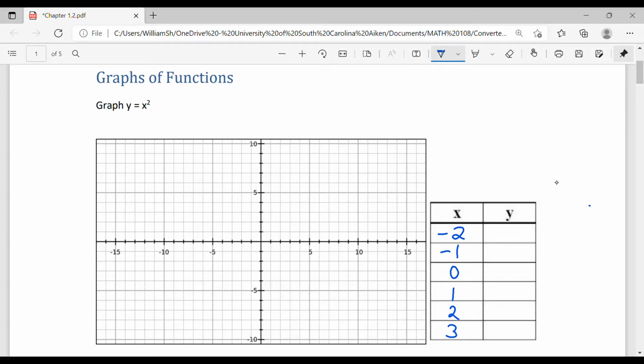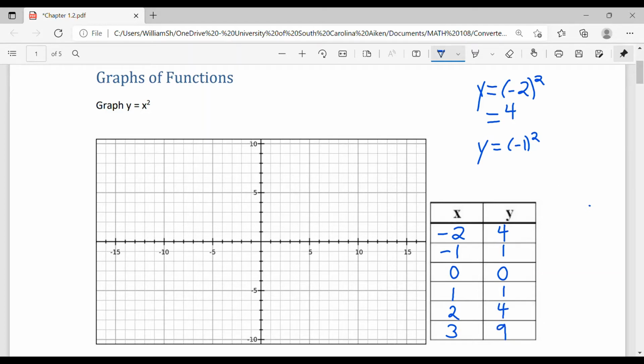So -2 squared. If I plug this into my y equation, I'll do it once or twice so you can see exactly what I'm doing. I'm putting -2 in for x here, and I'm squaring it. Now -2 squared is positive 4, so my y for this value of x of -2 is going to be 4. Now I can do the same thing with -1. So y equals -1 squared, and -1 squared is positive 1. If I plug 0 in for x, I should get a 0 for y, because 0 squared is 0. 1 squared is 1. 2 squared is 4. 3 squared is actually 9.